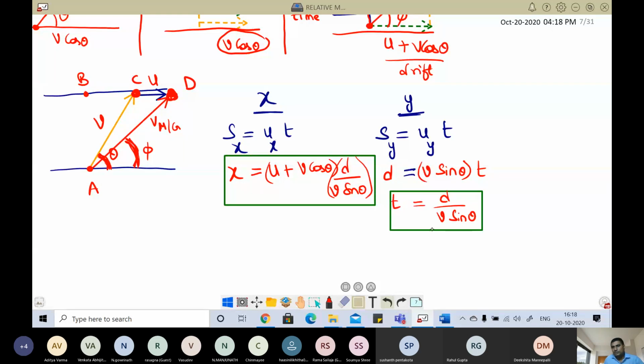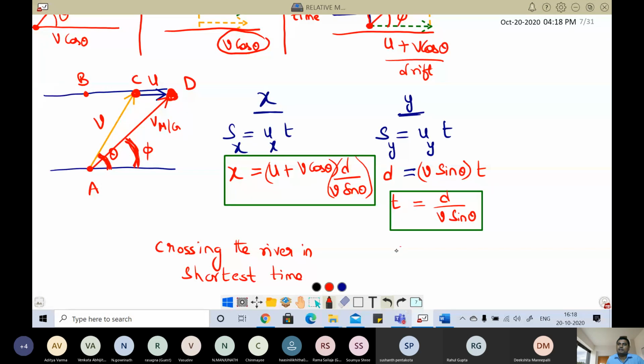So from this now we are going to see two cases. One is called as crossing the river in shortest path, and second one is called as crossing the river in the shortest time. So first let us take crossing the river in shortest time. Crossing the river in shortest time. Next one is crossing the river.